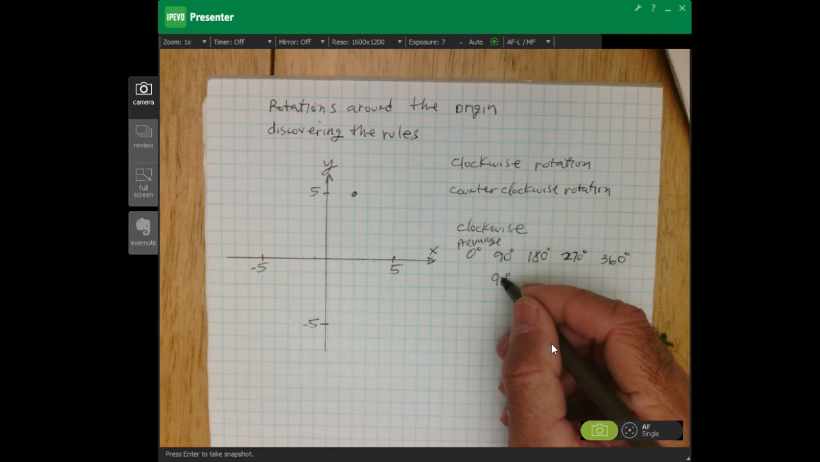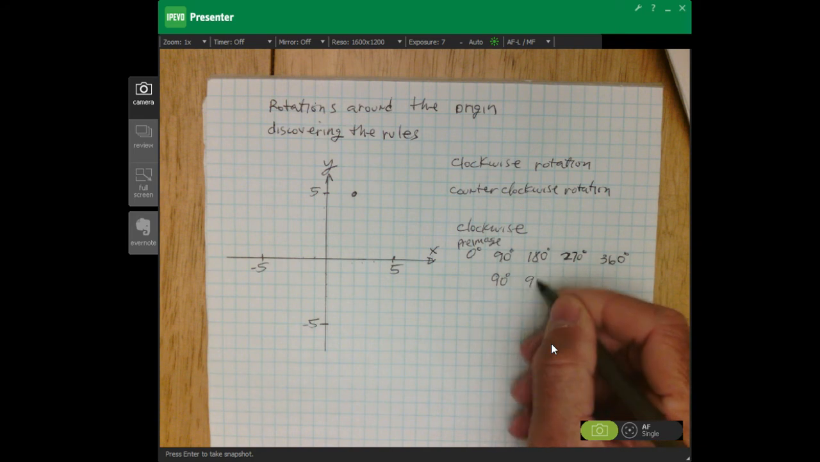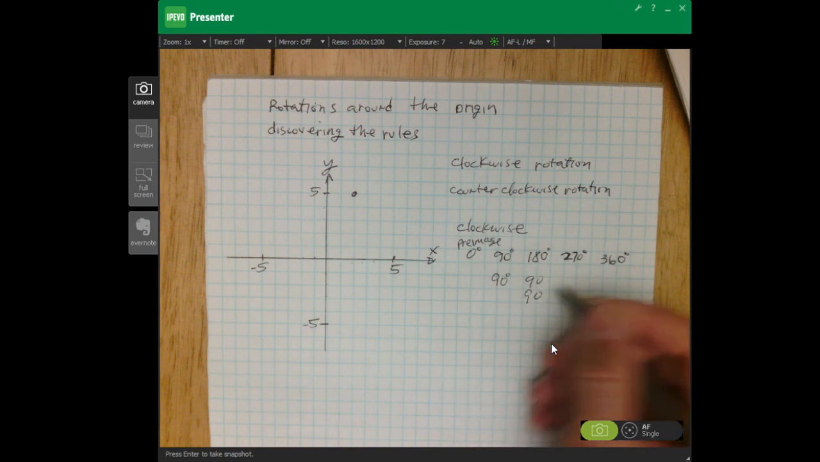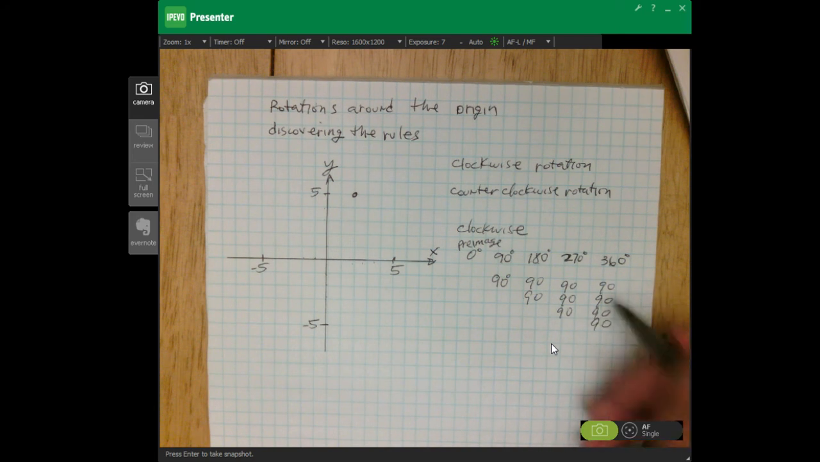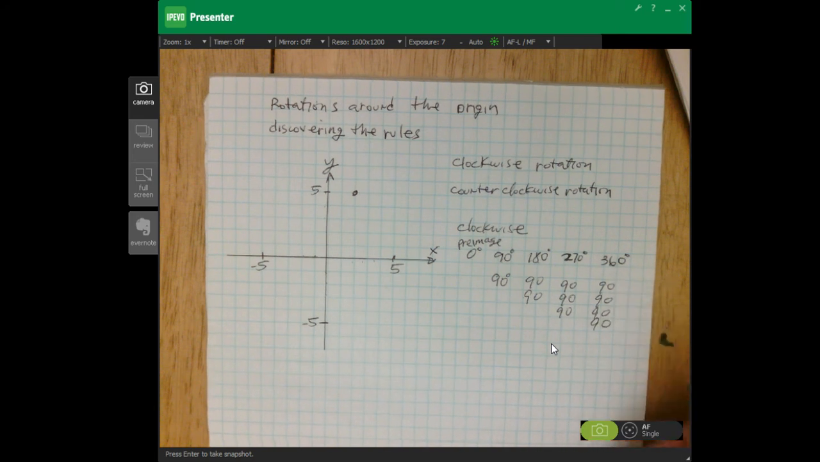So 90, of course, is just 90. 180 is 90 plus 90. 270 is 3 90s, 90 plus 90 plus 90. 360 is 4 90s. 4 times 90, or 90 plus 90 plus 90 plus 90.